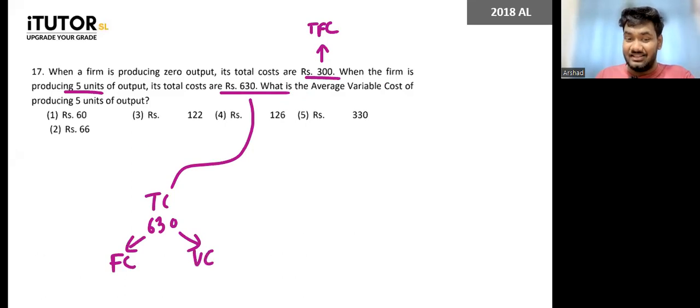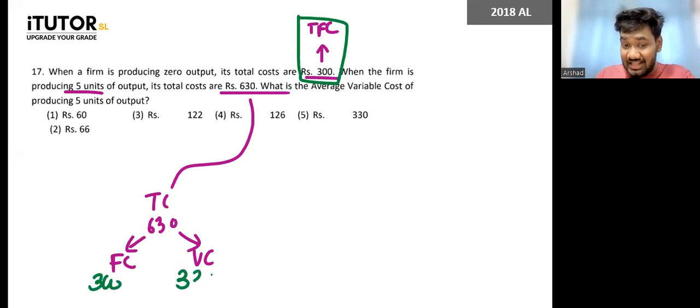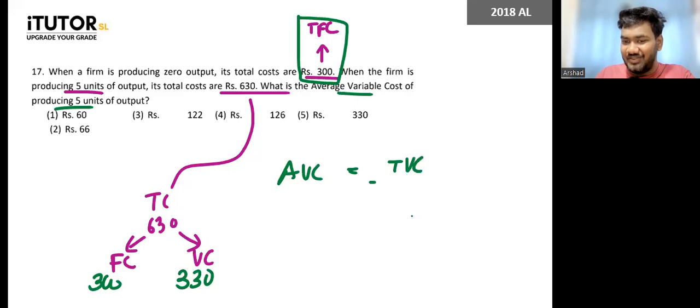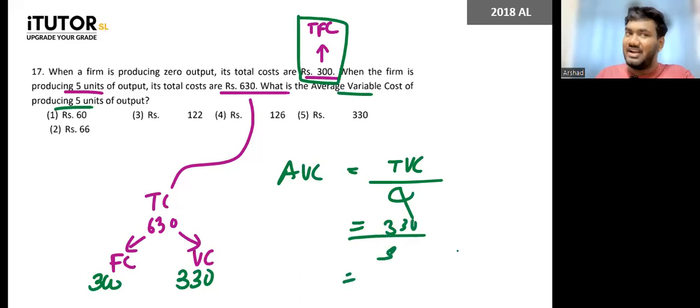From this 630, 300 is the fixed cost. That is the one that we found out from our first sentence. Fixed cost is 300. Variable cost is the remaining 330. That is your total variable cost. They are asking you for what? Average variable cost at 5 units. How do you find AVC? Total variable cost divided by number of units. So total variable cost 330, number of units 5, 330 divided by 5 is how much?